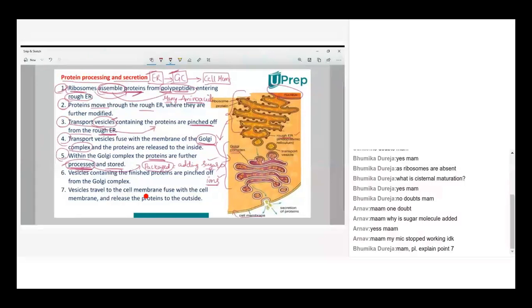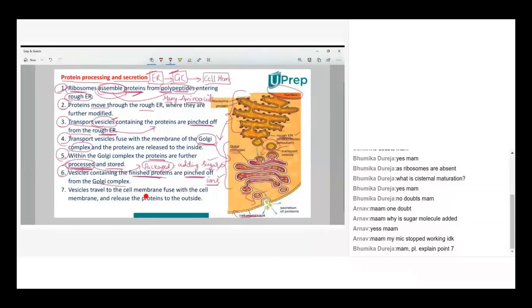Then in the next step, these finished proteins. What are the finished proteins? The proteins which are processed, which are packed with sugars. They will be pinched off from the Golgi complex. See here, this is one stage, from the endoplasmic reticulum towards the Golgi complex. This is the second stage, from the Golgi complex towards the cell membrane. So two times the transport vesicles get pinched off, from the endoplasmic reticulum and from the Golgi complex the second time. After finished proteins, they will be pinched off from the Golgi complex.